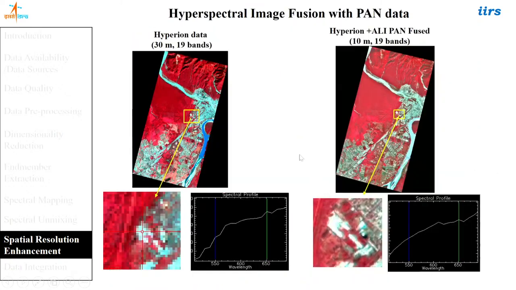Then, as I told about fusion, we were having an ALI panchromatic image with 19 spectral bands in the common wavelength region, that is visible to near infrared. So we took those 19 spectral bands and fused them from 30 meter and generated 10 meter. You can see this urban feature got improved here, and the spectral reflectance curve was more or less similar after the fuse.